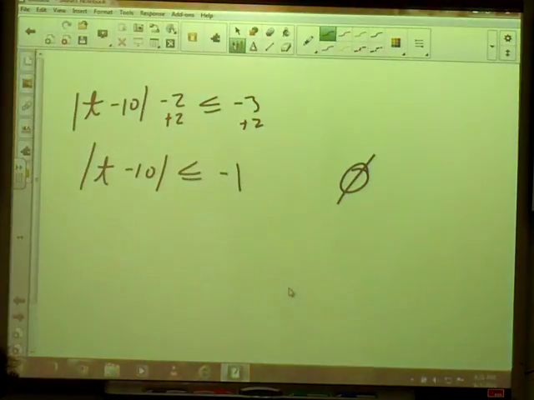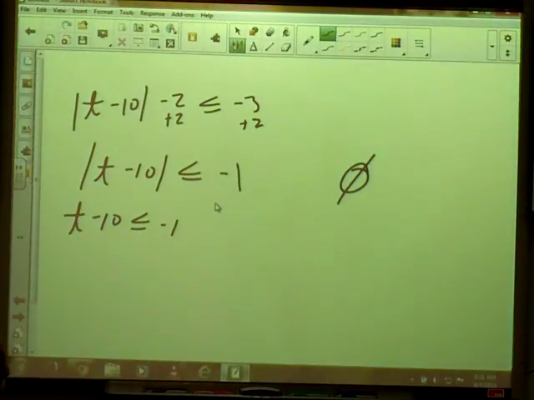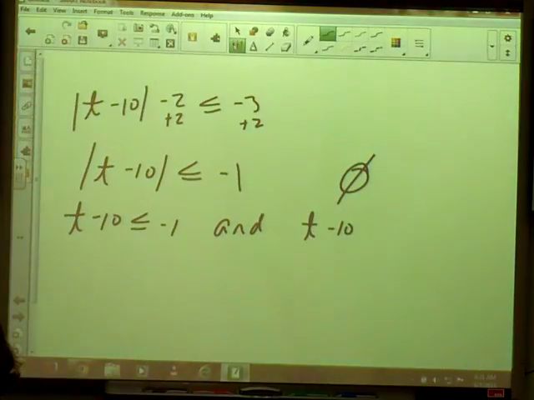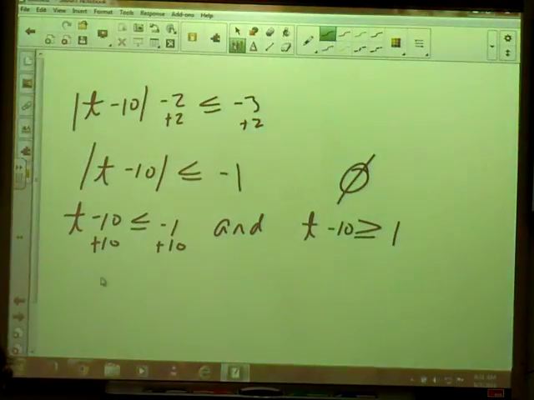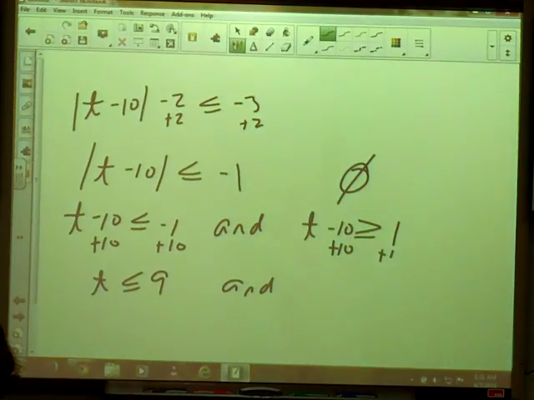Okay? But how does that work? Let's look at it and see, in case you didn't realize that. I got t minus 10 is less than or equal to negative 1. What, and or with a less than? And. Good. We just did or greater than. Then I'd have t minus 10, flip it, make that the opposite. So if I add 10 on this side, gets me t is less than or equal to 9. And if I add 10 over here, gets me t is greater than or equal to 11.